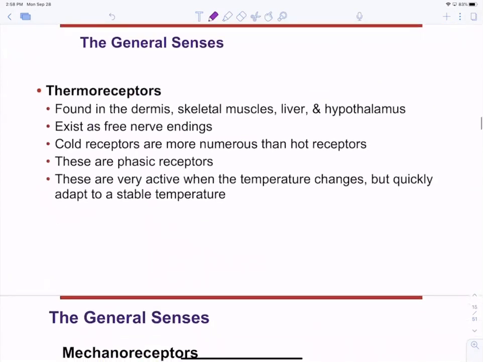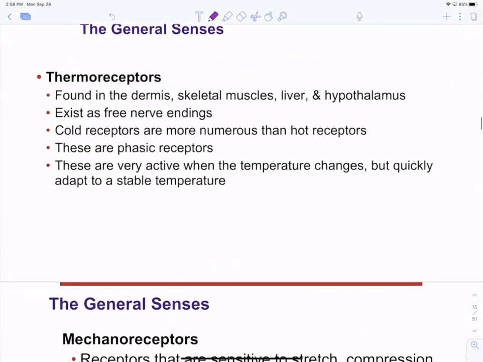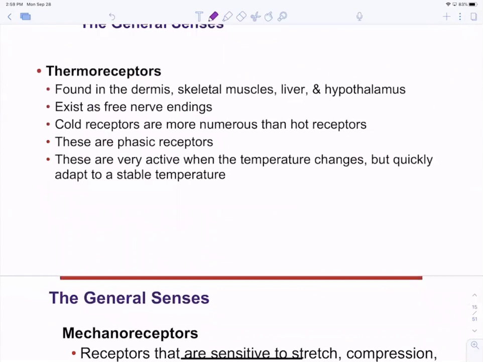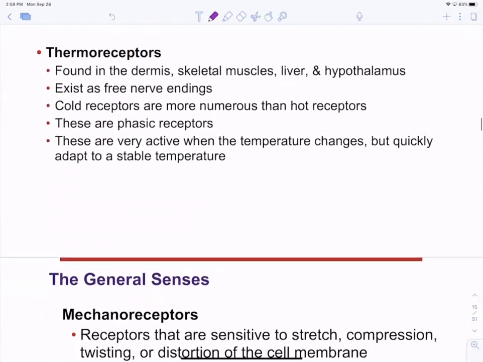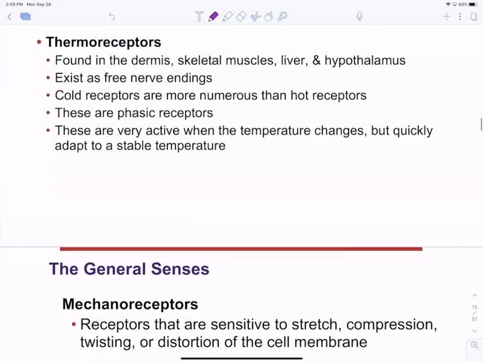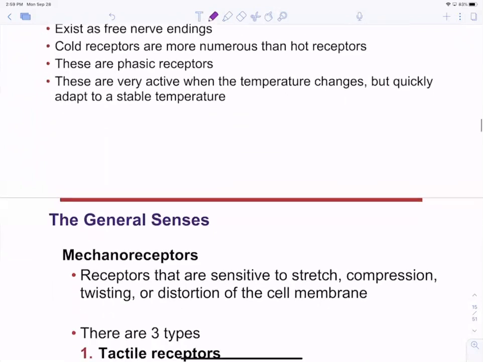Thermoreceptors, they're found in the skin, in your muscles, in your liver, and your hypothalamus. Your hypothalamus has centers for thermoregulation, and these are responsible for making sure that you keep a stable body temperature, right? That you stay around 98.6. Even when you're exercising, you don't want to go from 98.6 to 102. That would not be good for your body. So you have receptors that if you're exercising and your temperature starts to go up, you start sweating and trying to get rid of that excess heat.